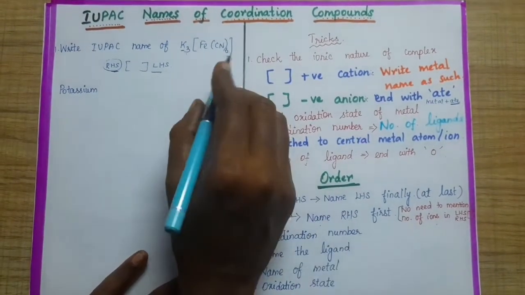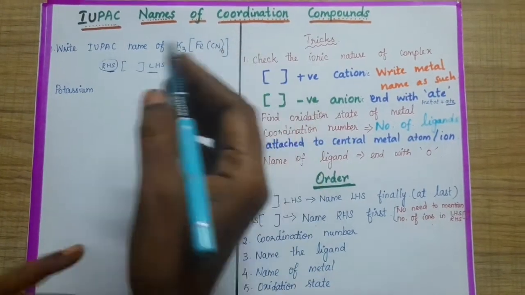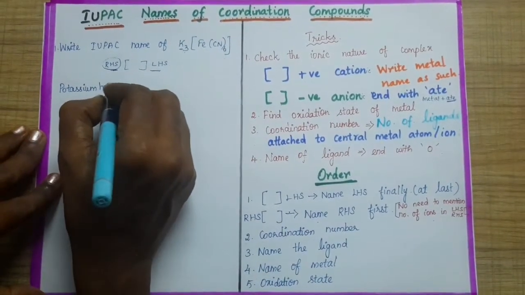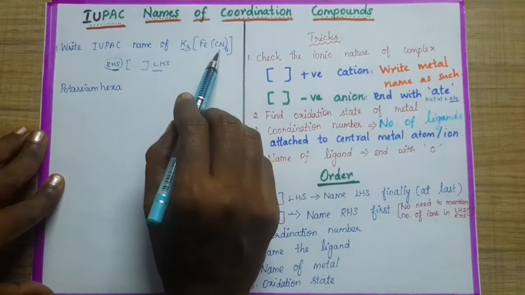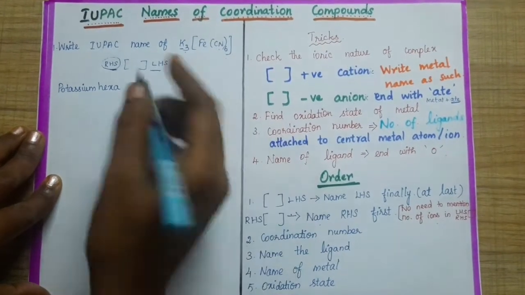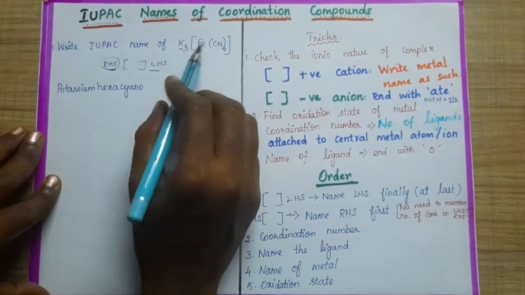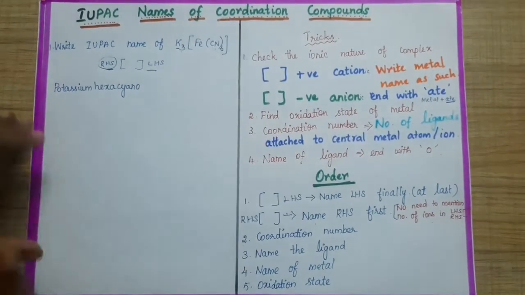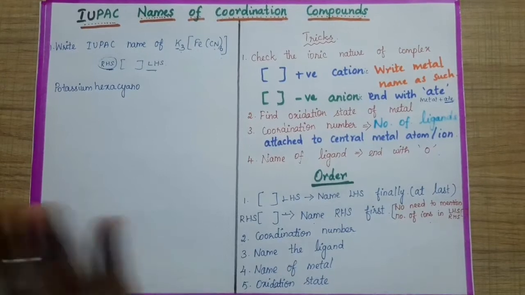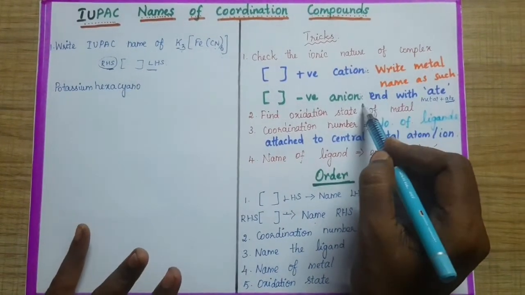Coordination number. What is the coordination number here? 6. So potassium hexa. What is the name of the ligand? Cyano. CN means cyano. So I can name it as hexacyano. What is the metal here? Iron. Now you have to follow one thing: you must know whether it is cationic or anionic.